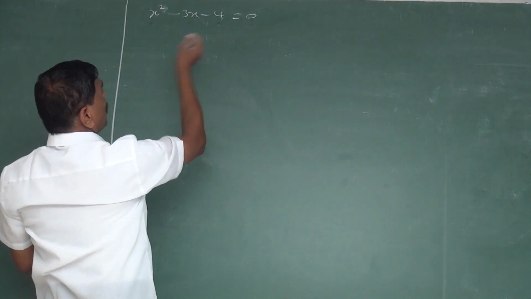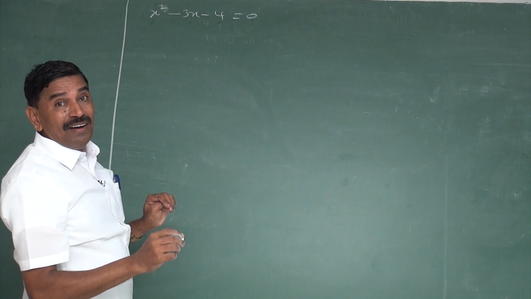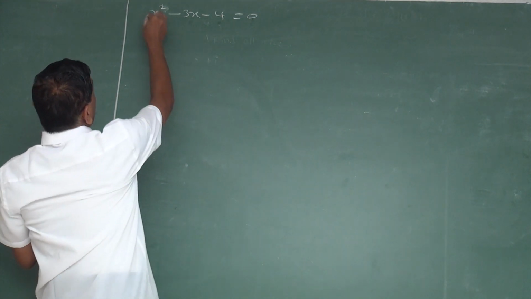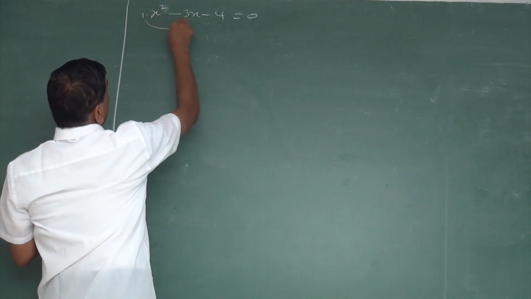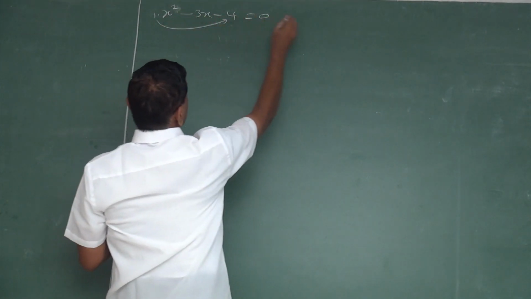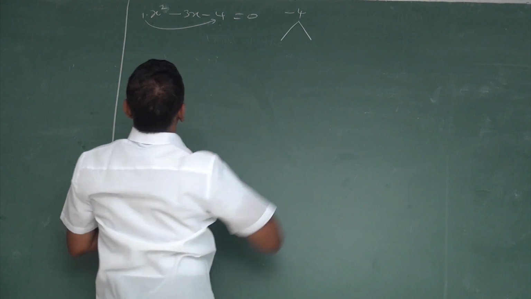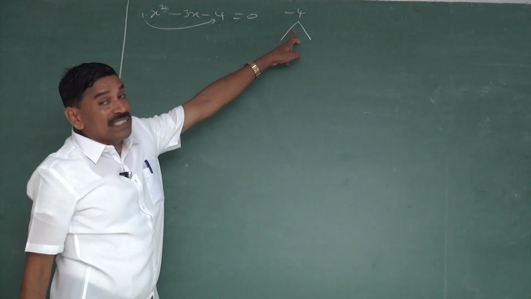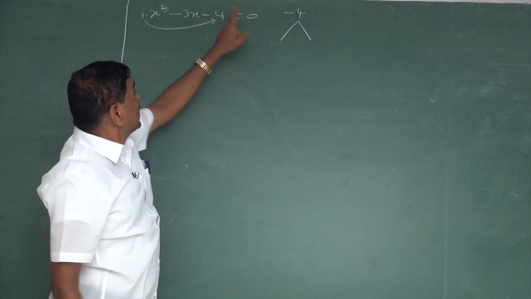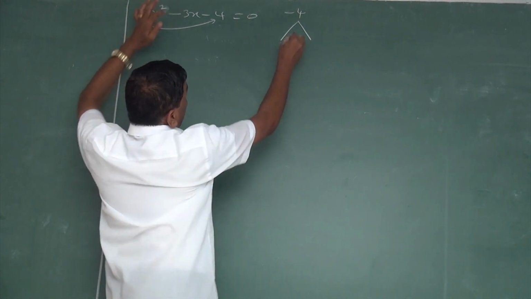So how to factorize? Can you tell me anyone? Very good. X square coefficient is 1, so 1 into minus 4. While multiplying I need minus 4. Okay, next. What do I want to write in the center? Good. Minus 3, because the x coefficient is minus 3.